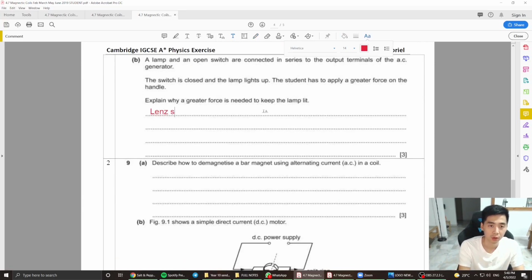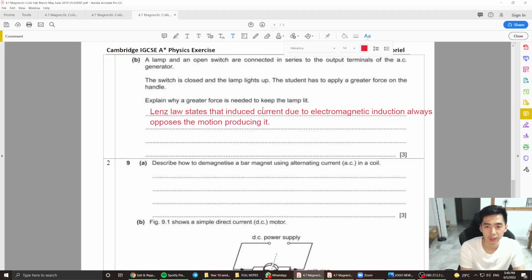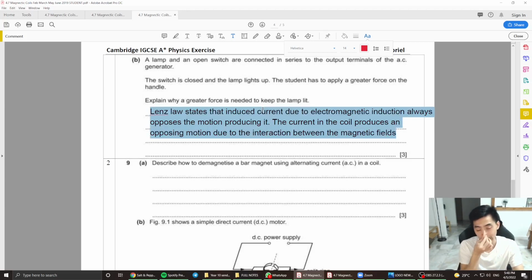So Lenz's law states that induced current due to electromagnetic induction always opposes the motion producing it. The current in the coil produces an opposing motion due to the interaction between the magnetic fields. Okay, you're supposed to mention something like this.